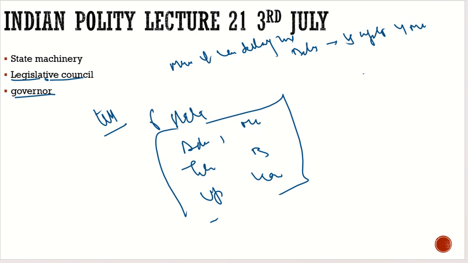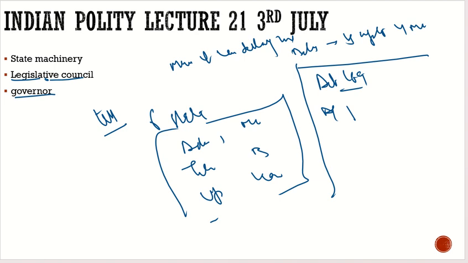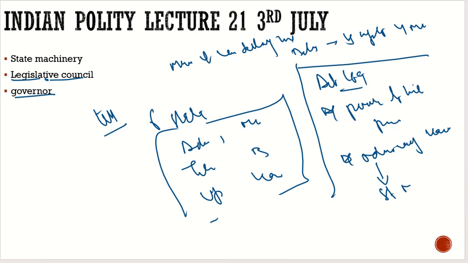Now let's discuss the abolition and creation of the legislative council. As I told you, it is the parliament which has the final authority to abolish or create it, but parliament will not do so on its own. There should be a resolution passed by the state legislative assembly. So let us see which article is responsible for this. It is Article 169 of the Indian Constitution. It gives power to the parliament to pass an ordinary law for creating or abolishing the state legislative council. And this ordinary law should not be deemed a Constitutional Amendment Act.